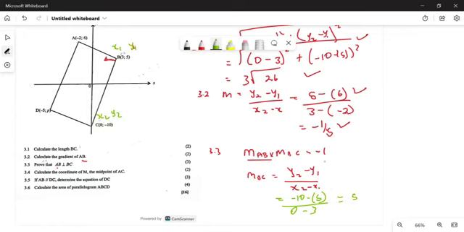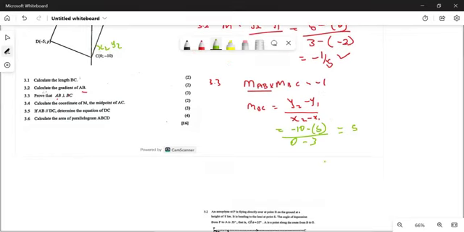Then you can go back and say left-hand side. Our left-hand side is going to be given as -1 all over 5 multiplied by 5. Okay? What is this? -1 again. Which is going to be equal to the right-hand side. Therefore, it means that AB is going to be perpendicular to BC.